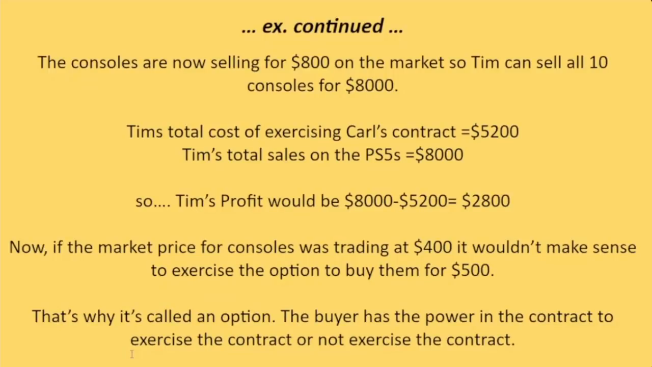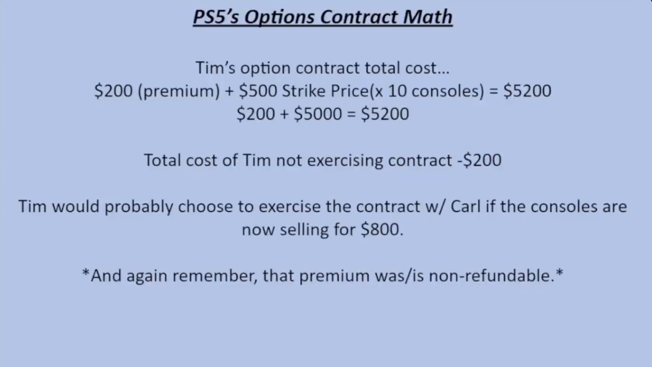He'd walk away with his lost $200 premium and probably go buy PS4s or PS5s for $400, and he could probably still turn a profit. But again, that's why it's called an options contract, because it gives the buyer an option on what he can do. Let's go over the math on that just a little bit more so everybody can see a different version of it.